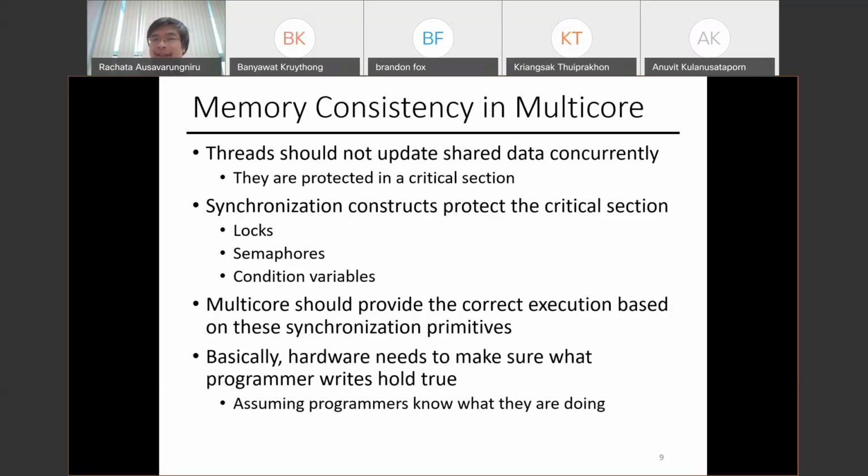So basically, the hardware needs to make sure of what the programmer writes, what is the true sequence, assuming, big assumption, that the programmer knows what they are doing, right? Anyone want to take a guess why this is a pretty big assumption in many cases? How many of you malloc your array and forgot to free? At least 5 times when you are going through the system call or file processing.